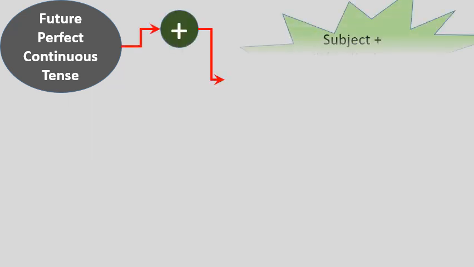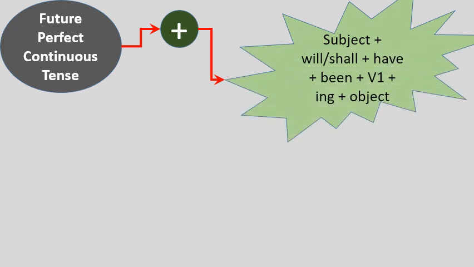Let's see the structure of future perfect continuous tense when we use it in affirmative, negative or interrogative sentences. In the positive or affirmative sentence, the structure will be subject plus will or shall plus have plus been plus first form of the verb plus ing plus object. For example, I will have been eating vegetables for 3 months.